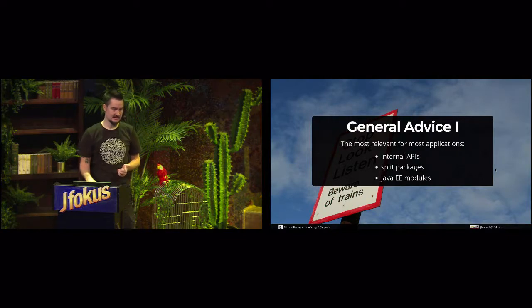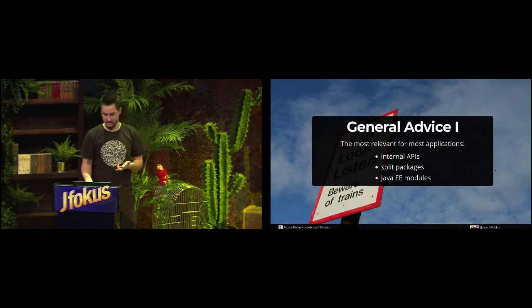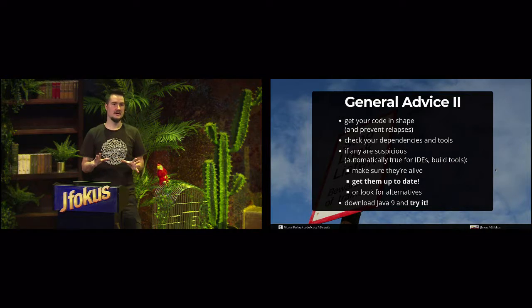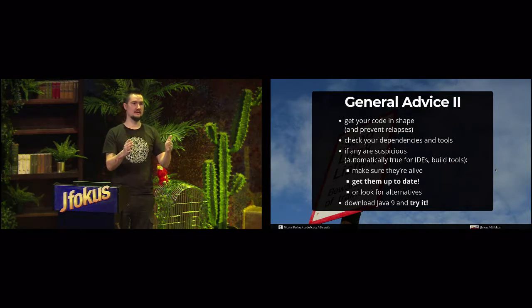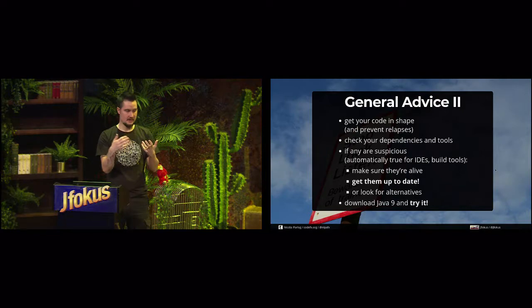My general advice is to look for these three things: internal APIs, split packages, and Java EE modules. These are the things you should look at first because these are the most likely problems. And then in general, start getting your code in shape. What I basically just did now is I built a parallel Java 9 configuration for the build, so you can build the same branch on Java 8 and on Java 9 continuously, to make sure that whatever you put into place that works once, you cannot relapse and cannot add in. For example, if you add in a new Java EE dependency, you should know about it to update your build.